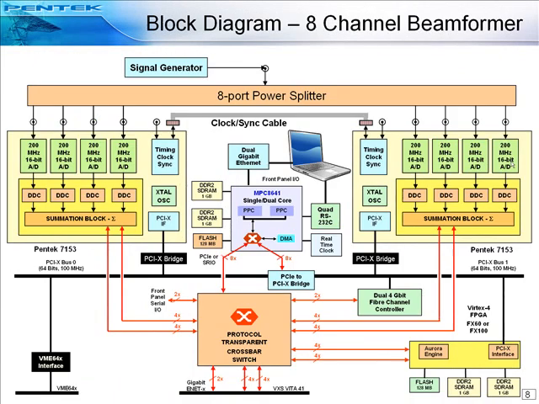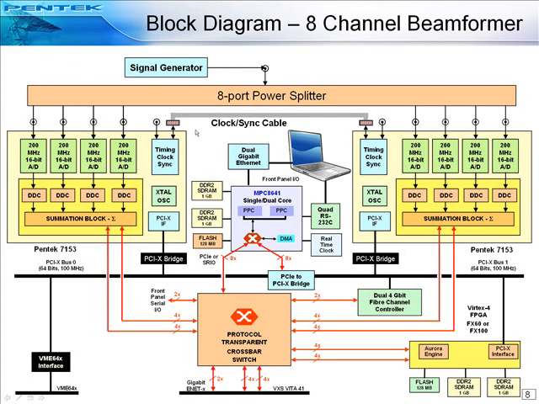This diagram shows two Model 7153 PMC-XMC modules installed on the Model 4207 I/O processor board. At the top, we have a signal generator feeding a power splitter with 8 outputs connected to each of the 8 A to D inputs.